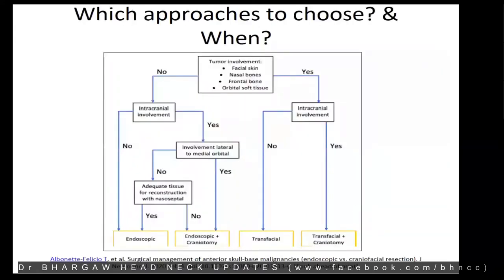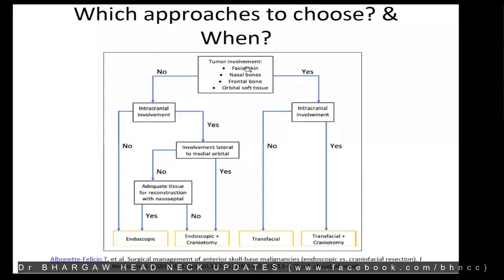Now, let's come to the indications. Which approaches to choose when? Now, here, by which approach, I mean whether endoscopic or open is what I'm talking about, not the corridors. So this is one nice flowchart that I found, and it's very useful.